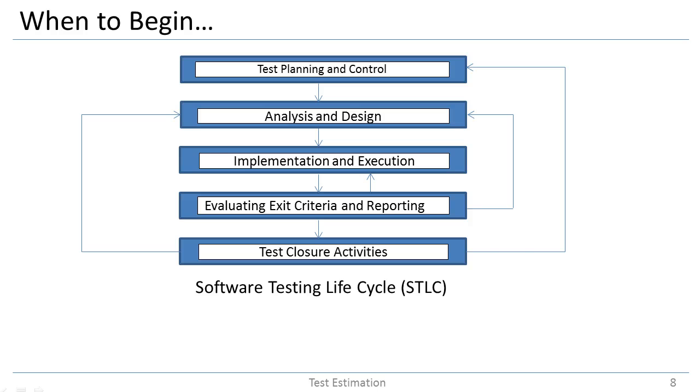Now we are going to discuss the software testing lifecycle. Testing is a process rather than a single activity. The fundamental testing lifecycle consists of the following 5 steps: test planning and control, analysis and design, implementation and execution, evaluating exit criteria and reporting, and lastly, test closure activities.